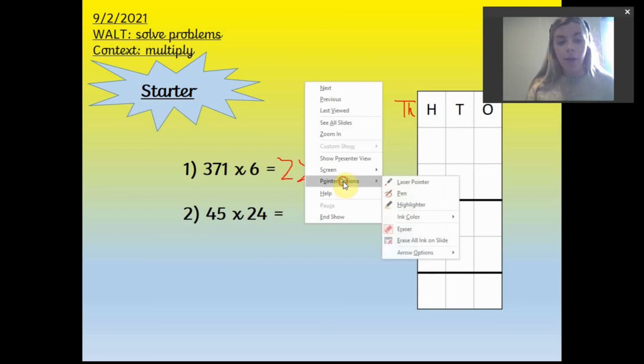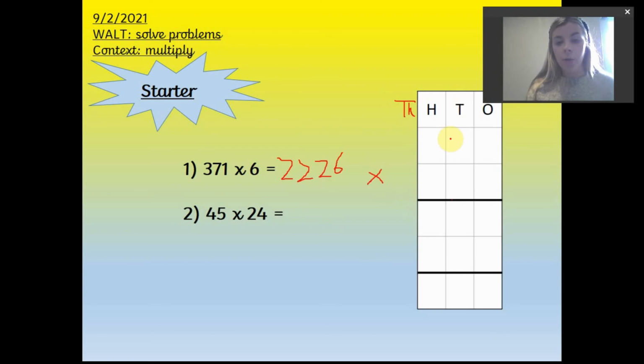Right, so I'm going to rub this one out. And let's have a go at question number 2. So we're doing 45 times by 24.